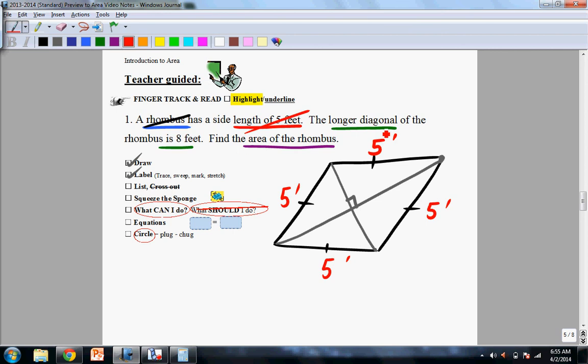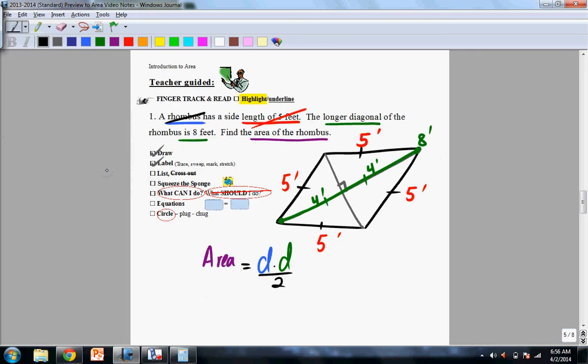Cross that out. The longer diagonal of the rhombus is 8 feet. So the longer one, this whole thing is 8 feet, which means that's 4 feet and 4 feet because they bisect each other. And we want the area. So let's write our equation out for area. Area of a rhombus equals diagonal times diagonal over 2.